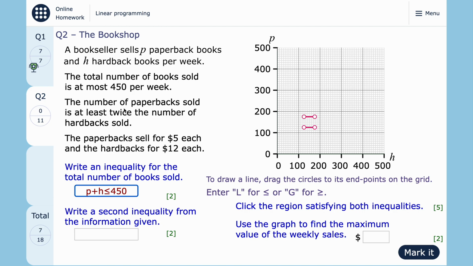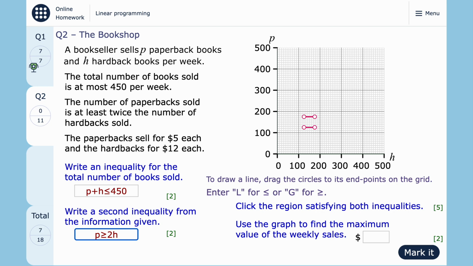So the number of paperbacks sold is at least twice the number of hardbacks sold. Okay, so it's not equal to, but it's at least, so it's more than or equal to, so greater than or equal to 2 times the number of hardbacks sold, so 2H. The number of paperbacks is more than or equal to 2 times the number of hardbacks.